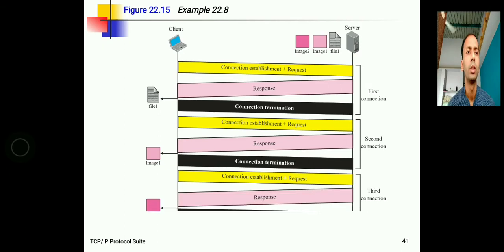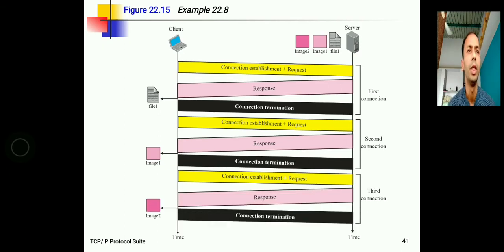Now let us see this diagram which shows the interaction between the client and server. The scenario here is that the client is trying to retrieve a file from the server whose name is File 1. But that File 1 has two images along with the text, that is image 1 and image 2. These two files are also part of File 1, along with some textual information. That is, File 1 is one web page which is hosted on the server.